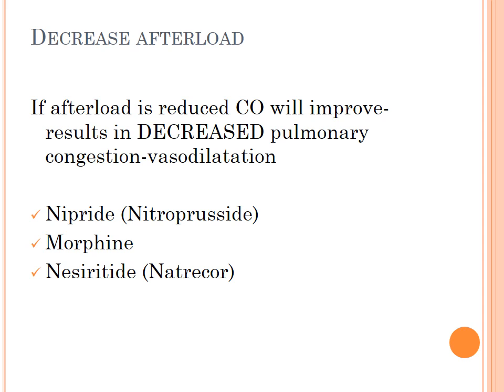A decrease in afterload. Remember I told you when you think about afterload, you need to be thinking about vasodilating, vasoconstricting, big tubes, little tubes, because that's the amount of pressure the left ventricle has to overcome to push blood out into systemic circulation. So how are we going to decrease that pressure? We're once again going to have to open up those vessels. One of the ways we do that is with nitroprusside, morphine, and Natrecor, and if we reduce afterload, we will improve our cardiac output definitely.